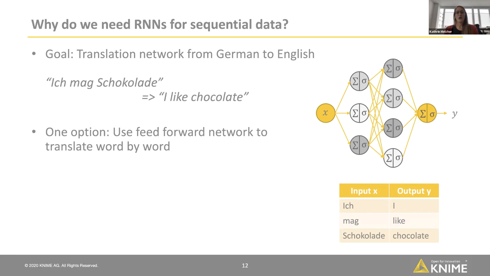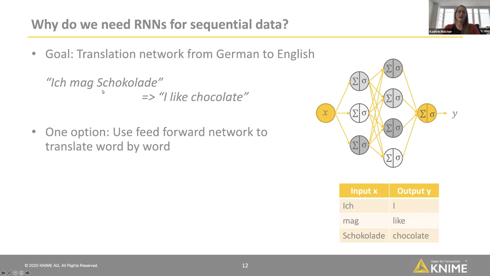One option, if we want to use a feed-forward network, which I just introduced, is to train a network that translates word by word. Then our network would learn, if I see ich as input, I produce the output I. And if I have mag as input, then I produce the output like. And if I have Schokolade as input, I produce the output chocolate. And then this network could translate the sentence, ich mag Schokolade, into I like chocolate.